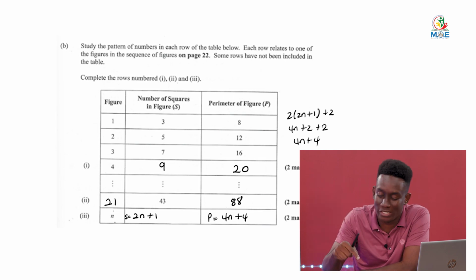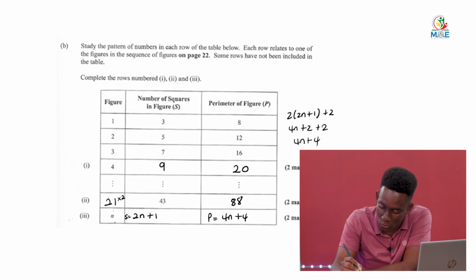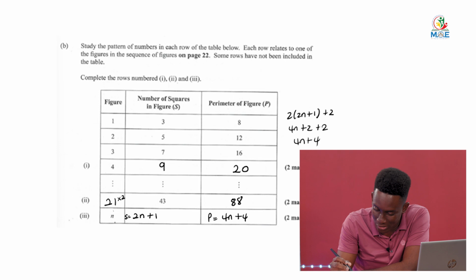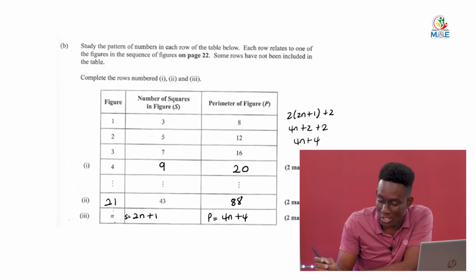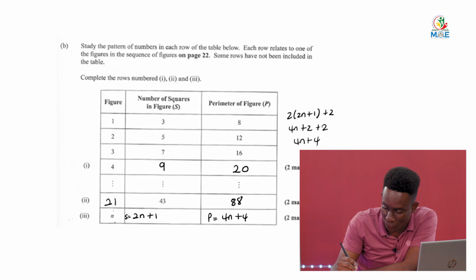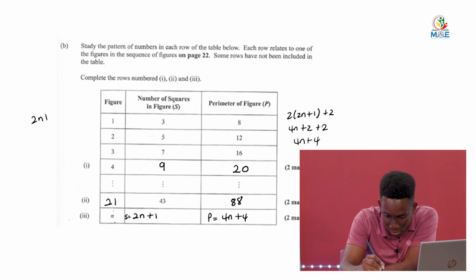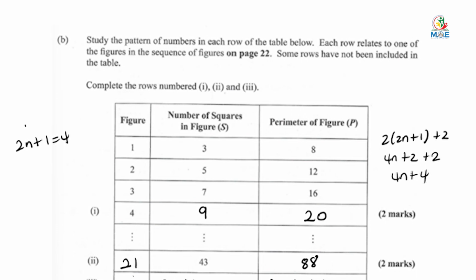So you can also do trial and error here. So 21 times 2 would give me 42, plus 1 would give me 43. And that will work as well. Or you could have done this. We know the formula is 2n plus 1. So we know 2n plus 1 is equal to 43. And since you want to find n, we can solve for n.